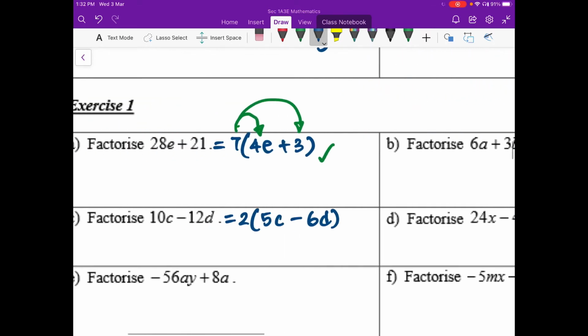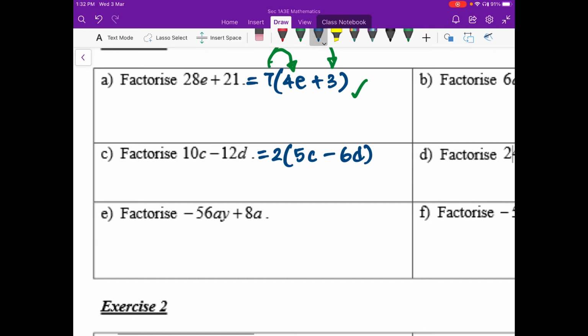Part E. Okay, what is the common factor here? Negative 8. Can I say that the common factor is 8? Some of you are saying negative 8. Okay, let's see what happens. Negative 8. And what do we have left when you factorize out negative 8? 7ay.